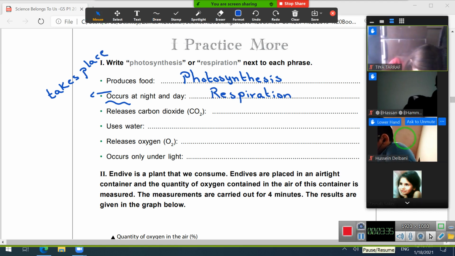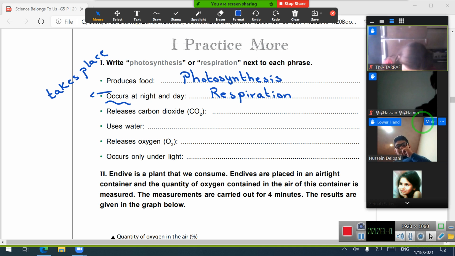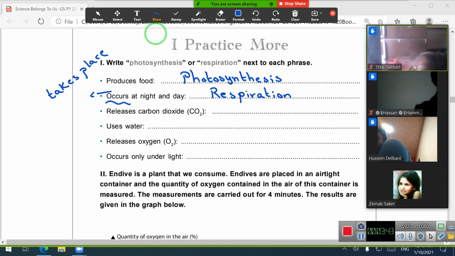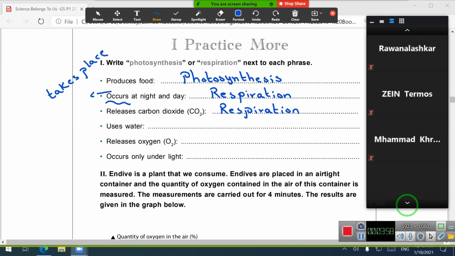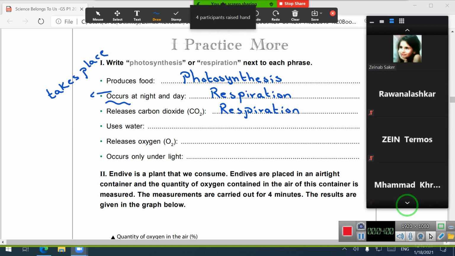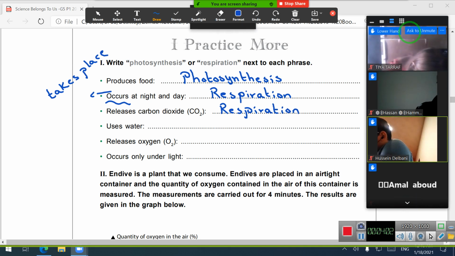Now, Hussein, it releases carbon dioxide. It doesn't need carbon dioxide. Which process? Excellent, Hussein. Also respiration. During the respiration process, all living things release carbon dioxide. Next: uses water. It uses water or needs water. Who else?